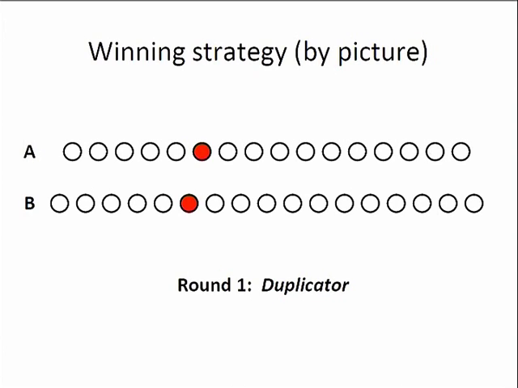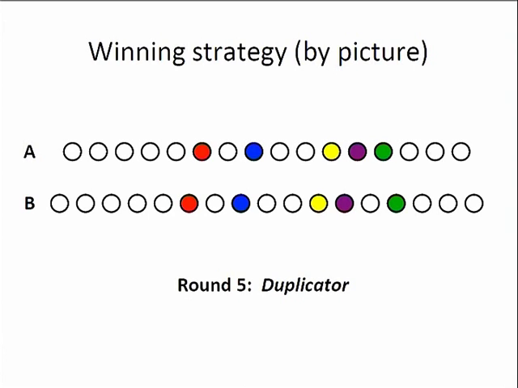In round two of the game, spoiler again gets to pick one of these two structures and select an element. Let's say he plays this blue element in structure A. This blue one is closer to the red point than to the right endpoint of A, so the duplicator will match that distance in structure B. Now in round three, maybe spoiler plays this green element, which is closer to the right endpoint than to its neighbor to the left. Similarly, duplicator will match that distance on the right-hand side, and so on.